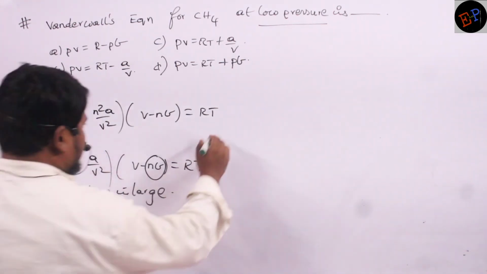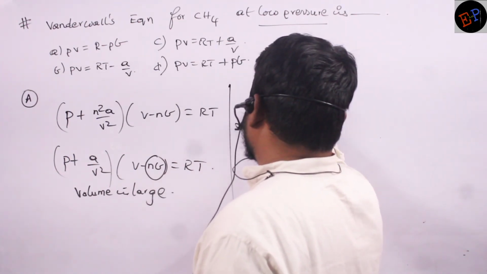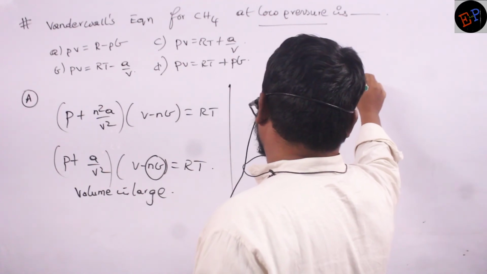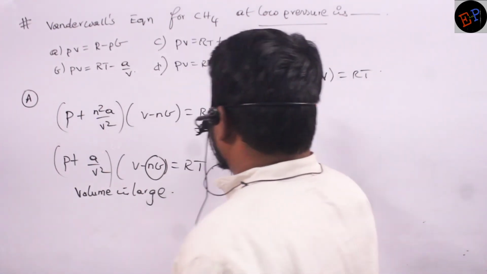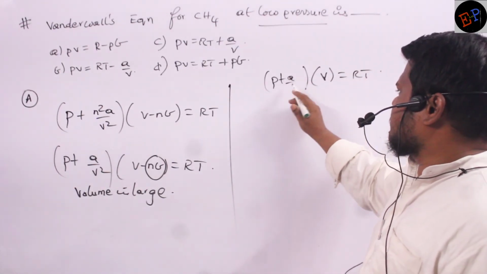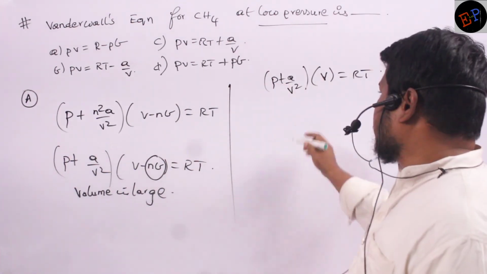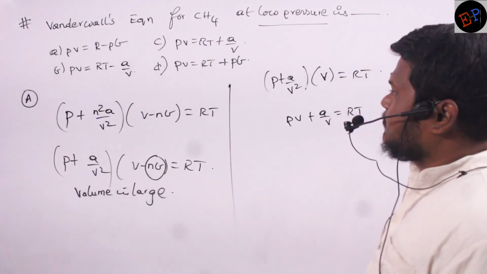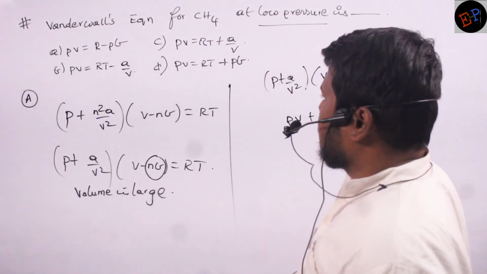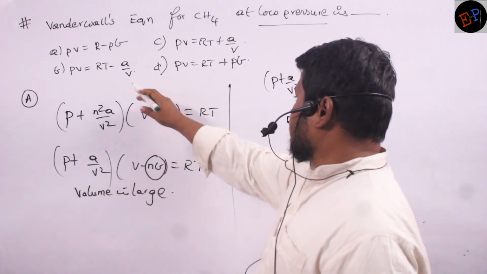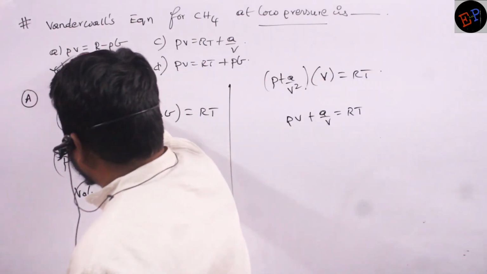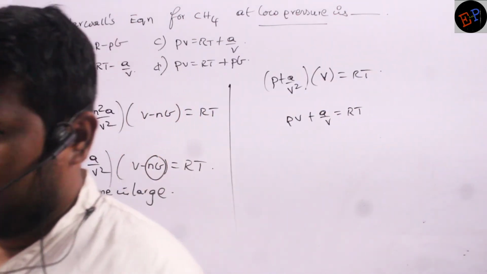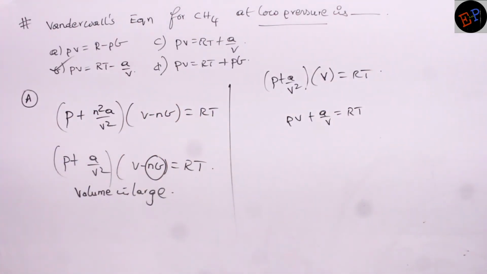Understood? Therefore, how can I write the equation? I will write (P plus a by V squared) multiplied by V is equal to RT. Now just manipulate this and see which of the given forms you get. So PV plus a by V is equal to RT. Is anything matching? PV, this one is matching. So that is our answer. So PV is equal to RT minus a by V. This was also a previous AIPMT question.